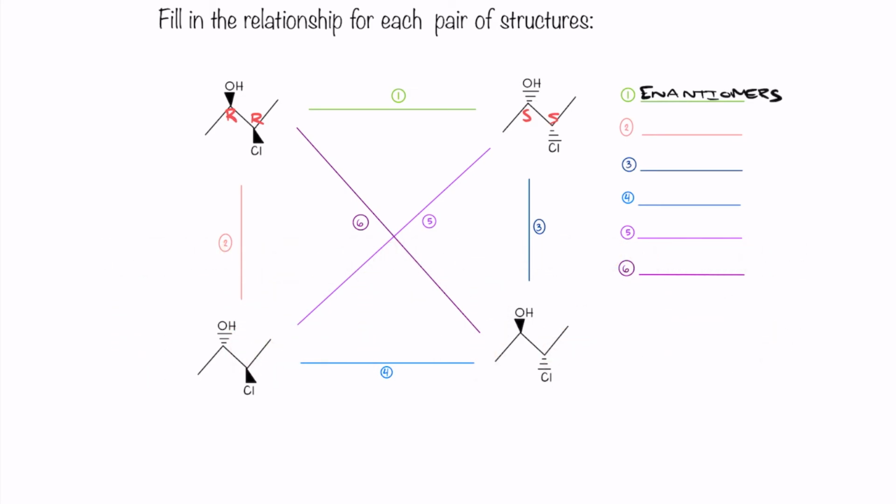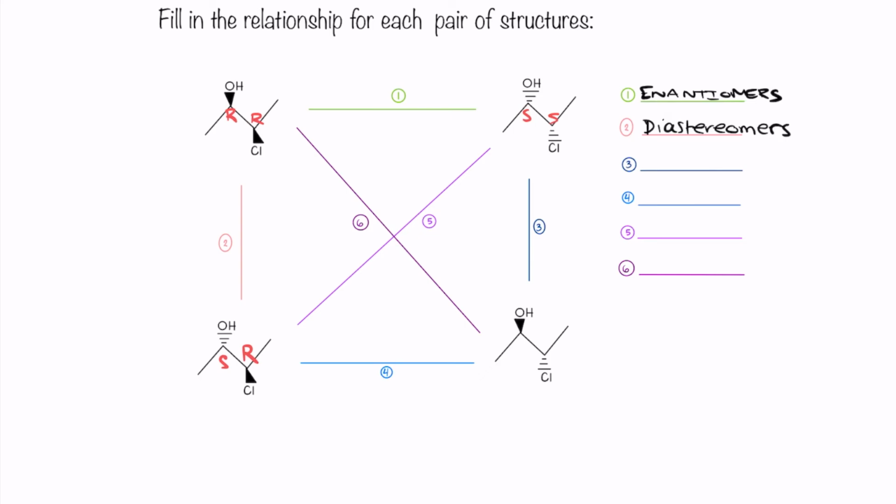So for number 2 here, we saw that this first chiral center flipped. And so if it was initially R, now it's going to be S. And we see that this chiral center over here stayed the same. So if it was initially R, it's going to stay R. So now, going from RR to SR, what's the relationship between these two structures? These two structures would be diastereomers.